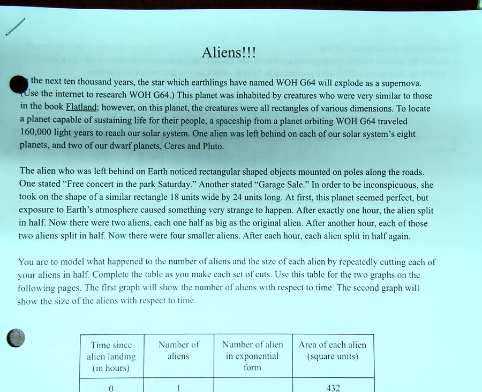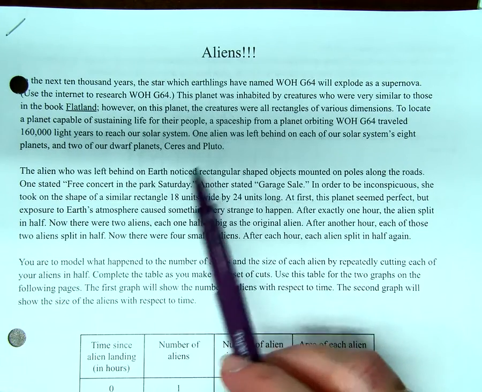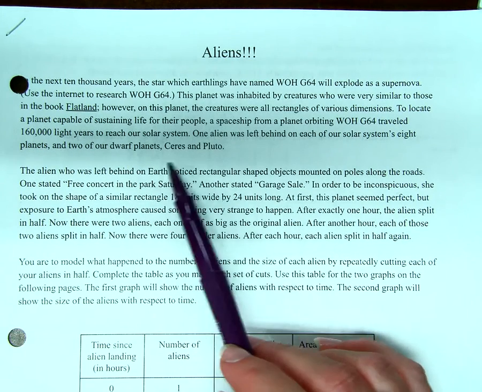In the next 10,000 years, the star which Earthlings have named WOH-G64 will explode as a supernova. The planet was inhabited by creatures who were very similar to those in the book Flatland. However, on this planet, the creatures were all rectangles of various dimensions. To locate a planet capable of sustaining life for their people, a spaceship from a planet orbiting WOH-G64 traveled 160,000 light years to reach our solar system. One alien was left behind on each of our solar system's 8 planets and 2 of our dwarf planets.